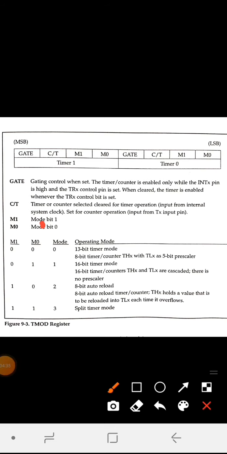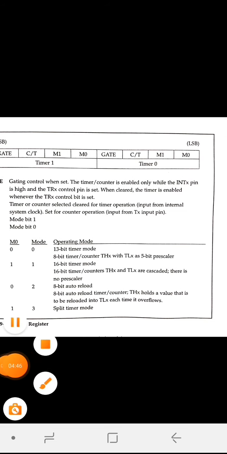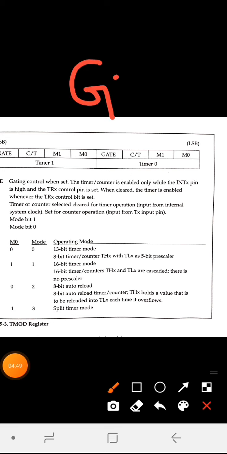This GATE bit is nothing but the hardware way of starting and stopping the timer by an external source, which is achieved by making GATE equal to 1. If you give GATE equal to 1 in the TMOD register, this is the hardware way of starting and stopping the timer by an external source.